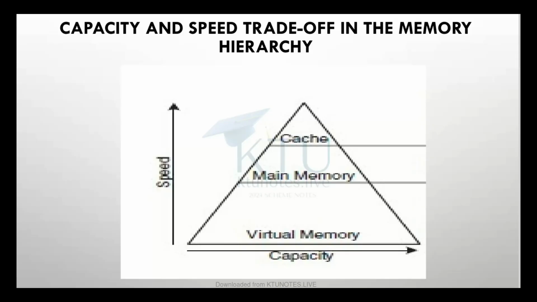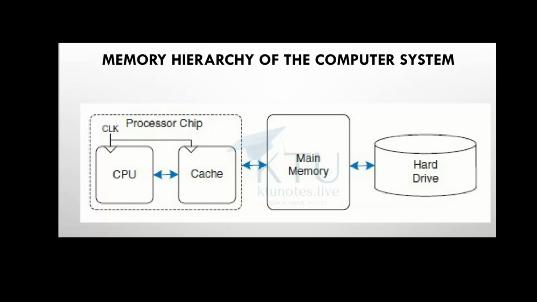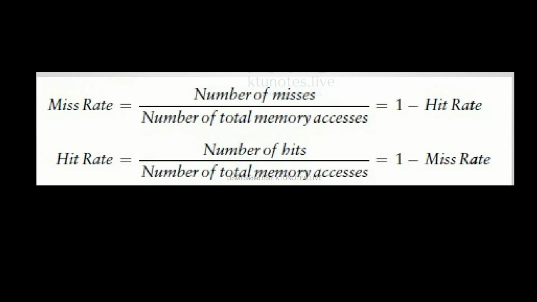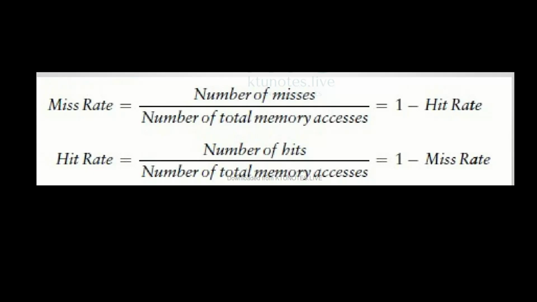The summary: this was the capacity and speed trade-off in the memory hierarchy. Whenever you have to talk about memory hierarchy in the computer system, you have to draw this diagram, and you have to draw this diagram also. Here is another diagram which includes cache, main memory, virtual memory and all. Here also the capacity and speed trade-off is shown.